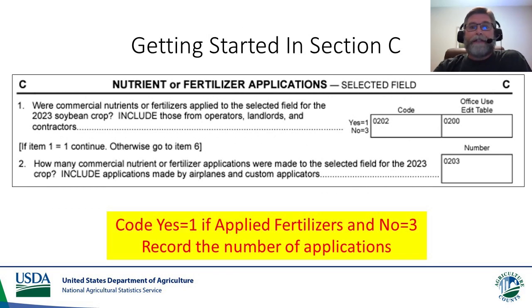If a commercial fertilizer or nutrients were applied to the field, then code a yes equals 1 or a no equals 3. If they applied fertilizer, then how many applications were made to the field? Now, the number of applications of commercial fertilizer may not necessarily equal the number of fertilizers listed in the Section C table, meaning there was only one application, but there were two different fertilizers applied.